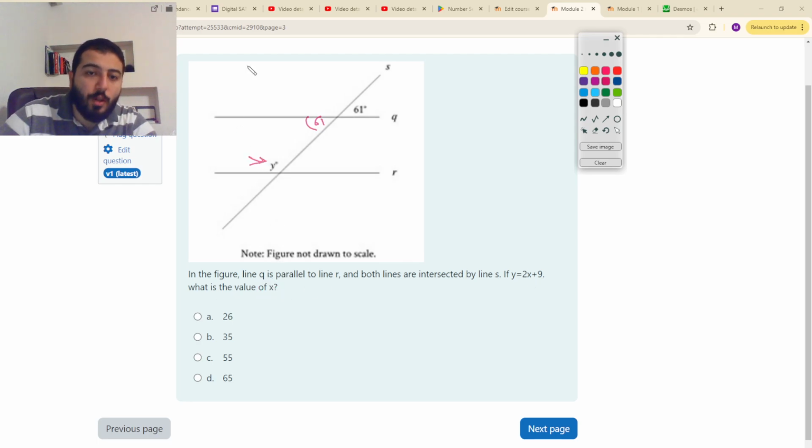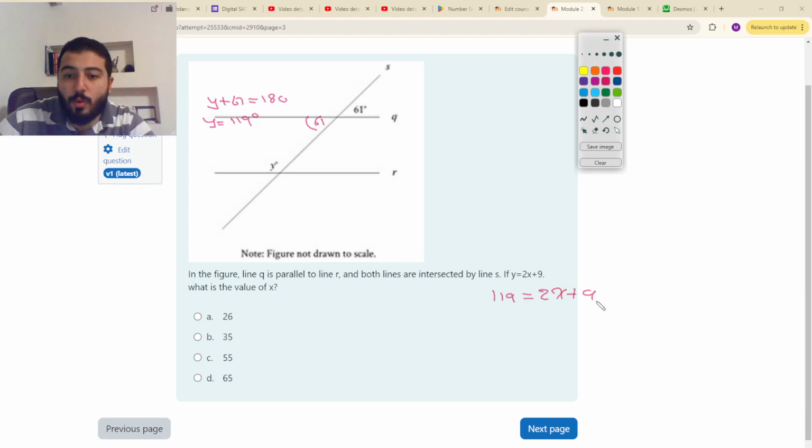From here we can get the value of y. y plus 61 is equal to 180. So y is equal to 180 minus 61, which is 119. So here we can remove y and put 119 equals 2x plus 9. Take this 9, send it to the other side, or negative 9 on both sides, leaves us here 110. 119 minus 9 equals 2x. Divide 2 on both sides, that is 110 divided by 2, which is 55. This is the value of x.